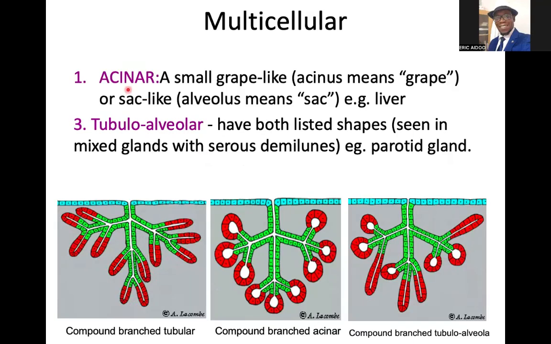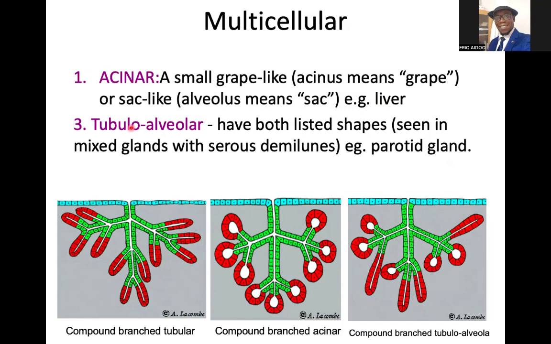Then you may have the secretory portion being acinar or spherical. So acinar, a small grape-like. Acinus means grape, okay, or sac-like. Alveolus can also be used like acinar. There's a very slight difference, which I have explained in the other video on glandular epithelium. This is an updated video, so you can visit the other video and listen. So example in the liver. Sometimes we call something in the liver acinar. So you have this typical type of acinar gland in the liver.